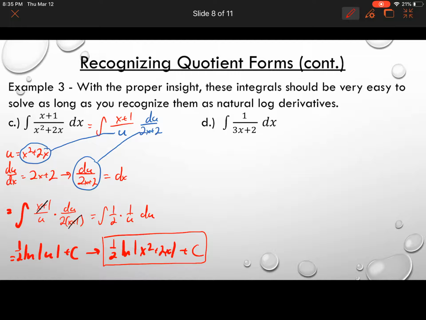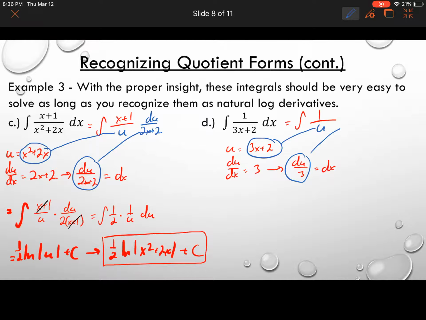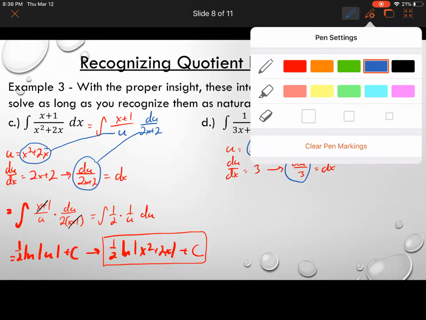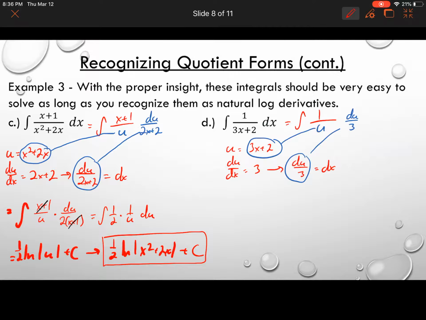If we try the same thing with D, this one should be a little bit shorter. So u is equal to 3x plus 2. The derivative gives us 3. Solve for dx. du over 3 is equal to dx. Make the substitution. The integral of 1 over, remember 3x plus 2 is now a u, times the dx is now a du over 3. Nothing cancels out this time. We just have some constants involved.